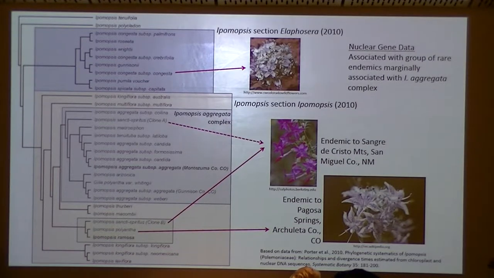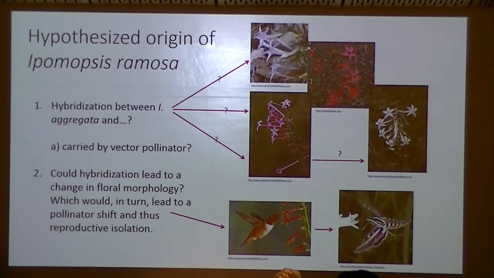And so even though these are narrow endemics in this region, the likelihood that they speciated with Ipomopsis aggregata is highly unlikely due to the endemicity of both of these species. And with the data that we have, we actually don't have enough to see where the genetic donor is, but we do know that it came from an outside area. And so this leads to our hypothesized origin of Ipomopsis ramosa.